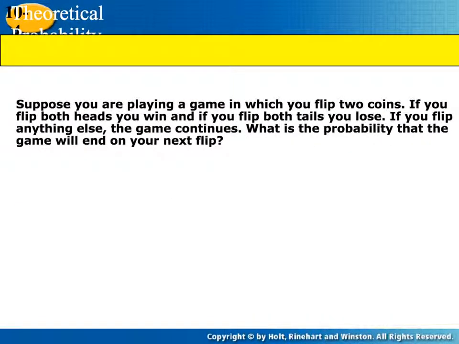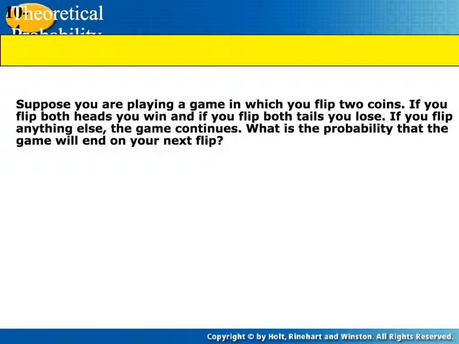All right, so you have this problem. Do not write this down. It's longer. You guys have written enough today, so do not write this down. Just show your work on the problem. It says, suppose you are playing a game in which you flip 2 coins. You flip both heads, you win, and if you flip both tails, you lose. If you flip anything else, the game continues. What is the probability that the game will end on your next flip? So remember, whether you win or lose, it ends by getting 2 heads or 2 tails.